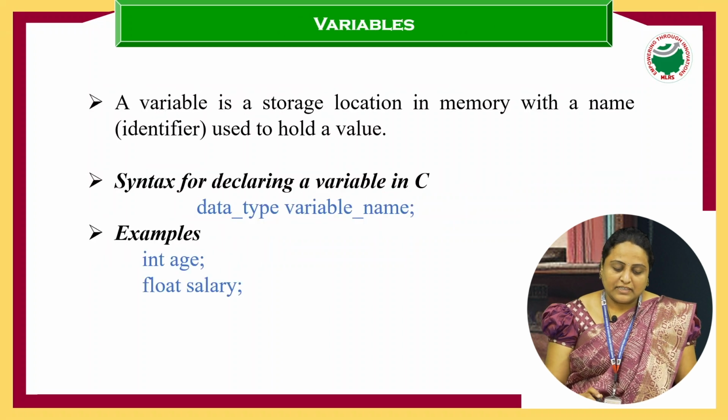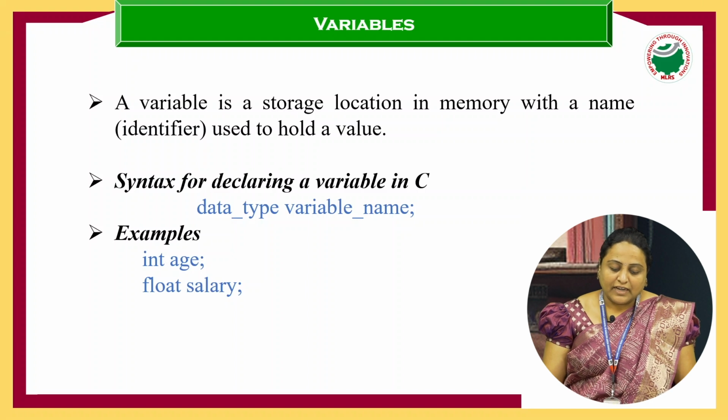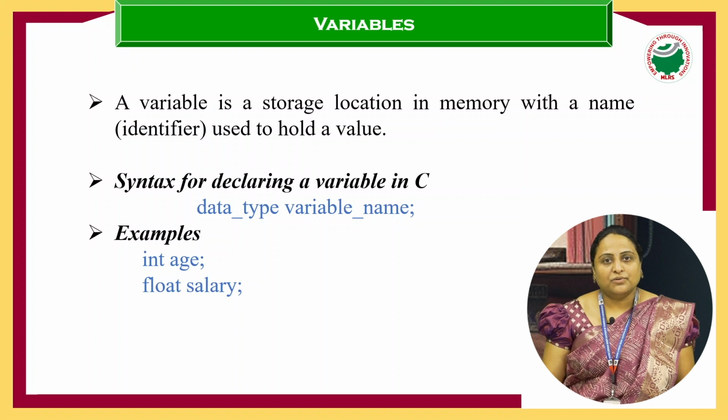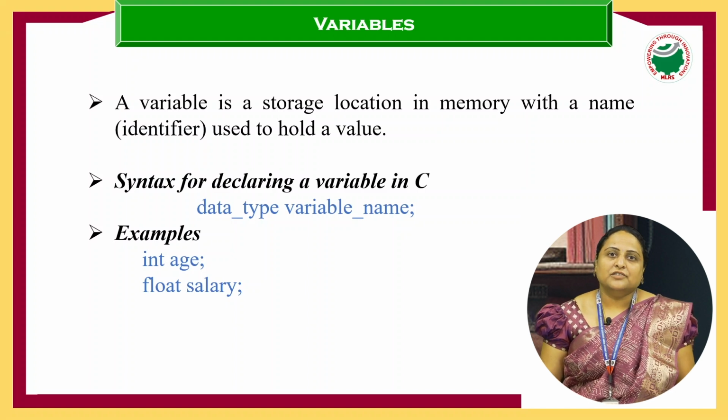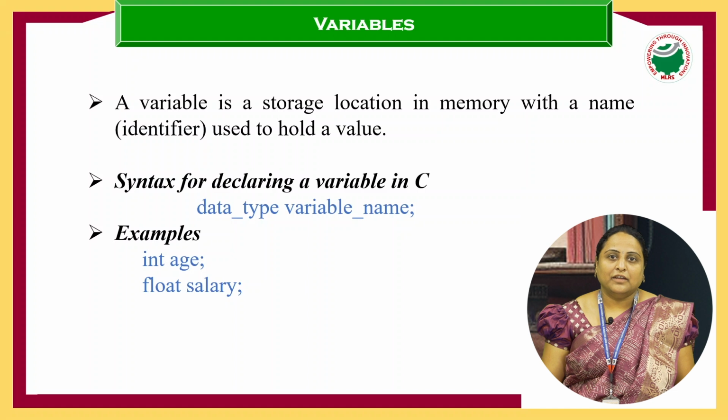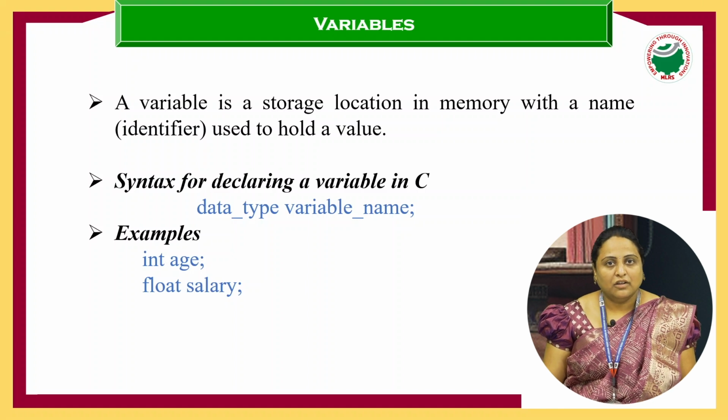A variable is a storage location in the memory with a name identifier used to hold a value. Whenever we say that a variable will store a value, definitely it should be associated with some name. A variable should have a name to be called, a name to be identified. What is the name of the variable, which value it is going to store. So definitely it is associated with some name.